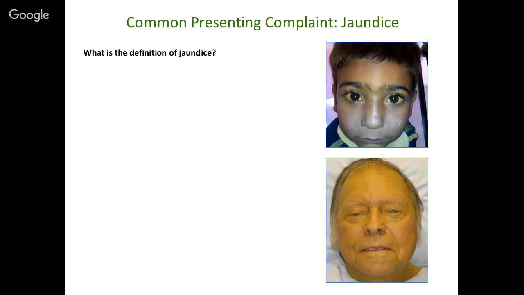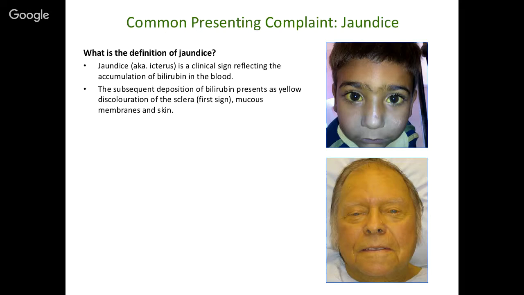Yeah, so it's a sign. Yeah, that's good. So it's a clinical sign, and it reflects the accumulation of bilirubin in the blood. And then that bilirubin goes to different places. So you can get it in the sclera, which is often where you see it first, the mucous membranes and the skin. Does anyone know the number or the level at which jaundice becomes clinically evident?